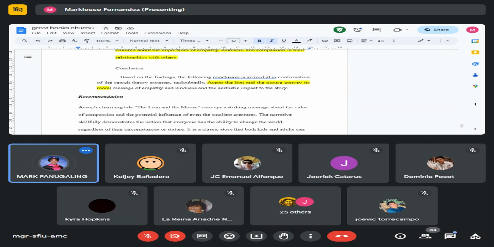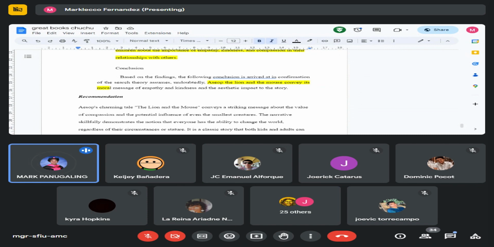Mark, assumed. Change this and then period. And then put undoubtedly with capital letter U, comma, Aesop's The Lion and the Mouse unveils moral lesson and nurtures empathy using the impact of empathy on children's literature and moral development. That is how you put a conclusion.